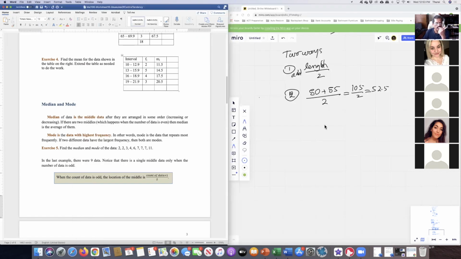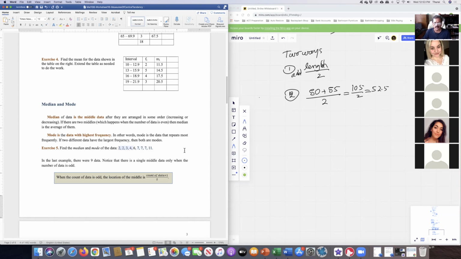Okay, so there is an odd number of data, so therefore there's one middle. And how do we locate that? What you do is take the count of data, which is 9, add 1. I mean, this is a small collection of data, so you can see that the 6 is the middle one. There are 4 data on the right of 6, 4 data on the left of 6.